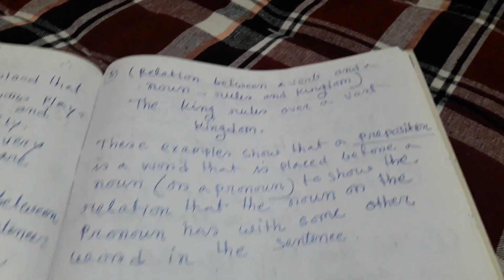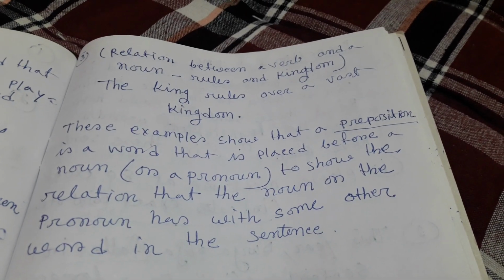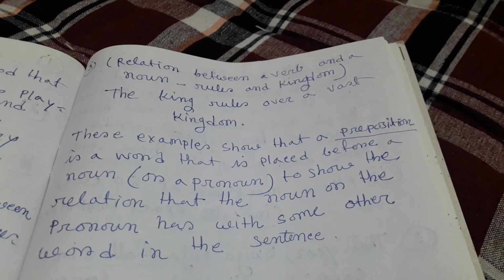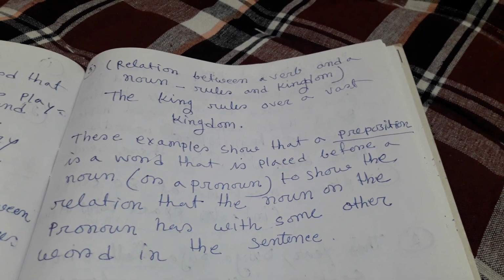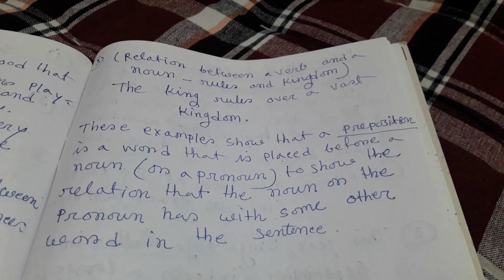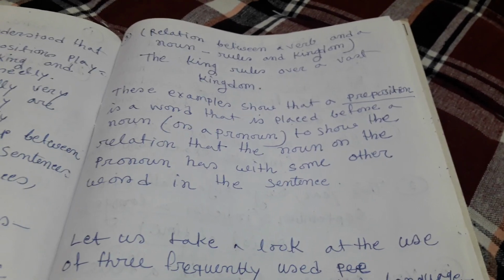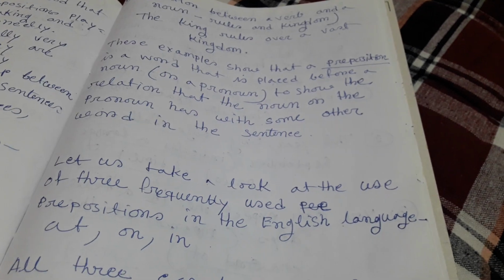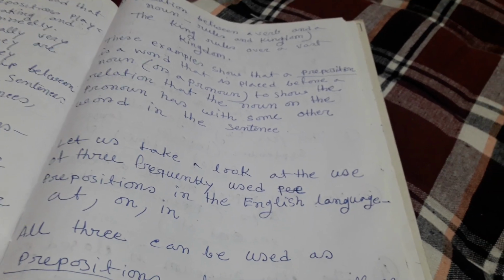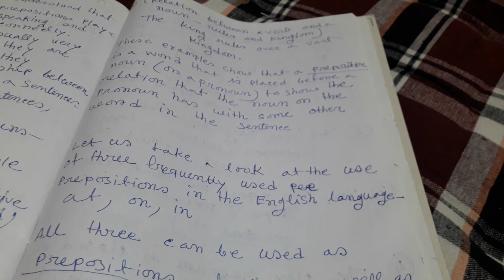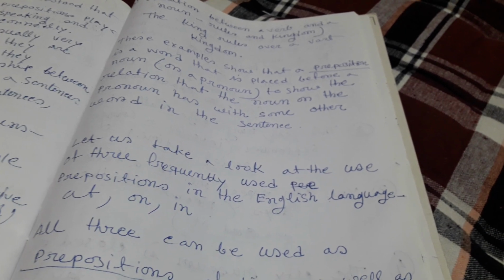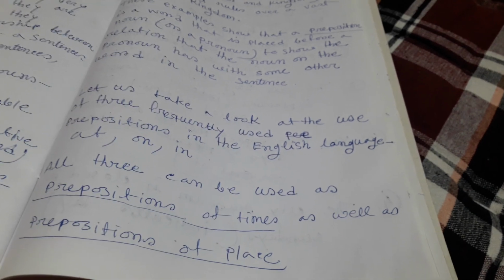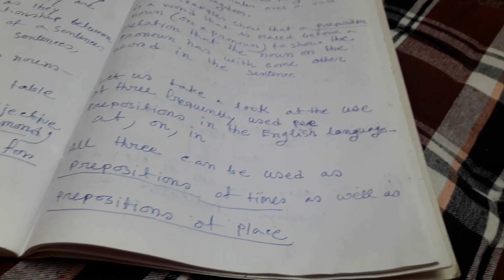Over is a preposition. These examples show that a preposition is a word that is placed before a noun or a pronoun to show the relation that the noun or the pronoun has with some other words in the sentence. Let us take a look at the use of 3 frequently used prepositions in the English language: at, on, in. All 3 can be used as prepositions of time as well as prepositions of place.